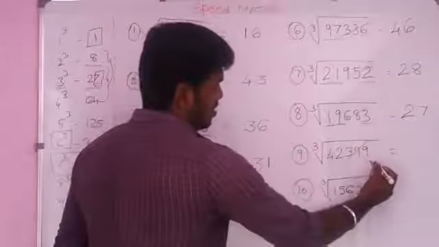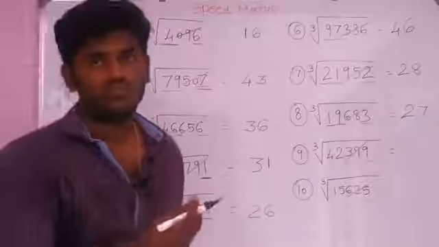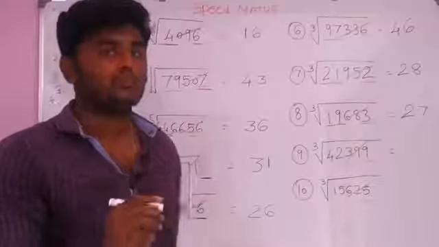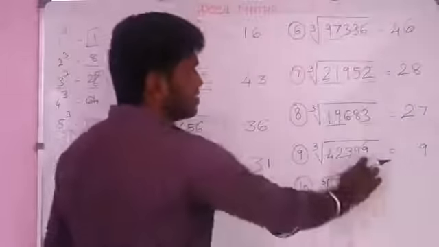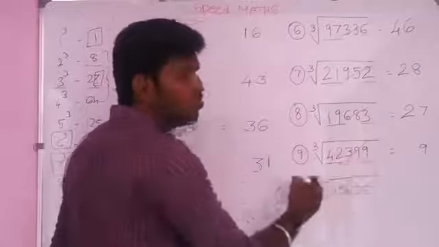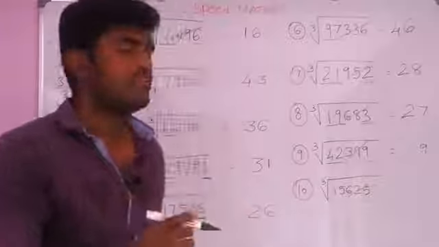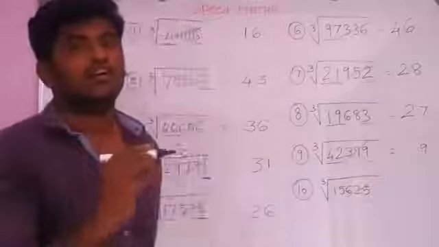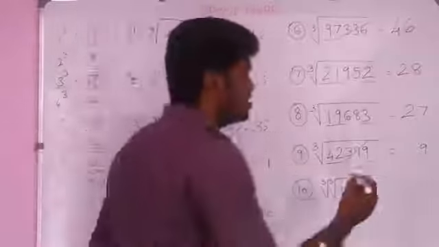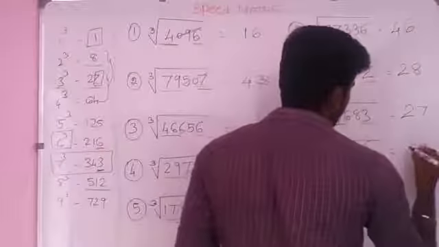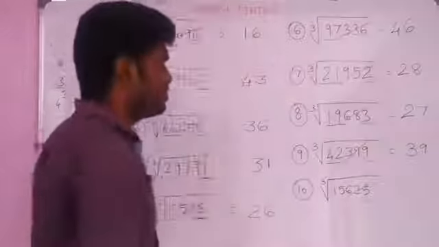In this question, we see the last digit, that is 9. Compare the value 9 with the cube values, that is 729, 9 cube, so we take 9 and omit the last 3 digits, and the remaining value is 42. Compare the value 42 with the cube values. 42 is between 3 cube and 4 cube. 3 cube value is 27, 4 cube is 64, so we take the smaller one, 3 cube. So the answer for this question is 39.